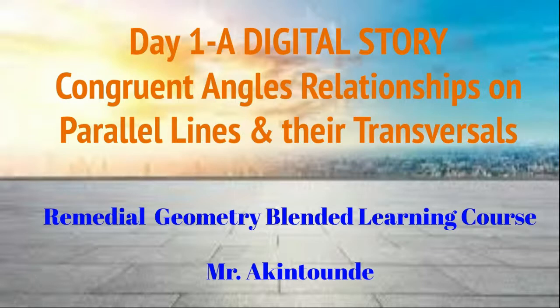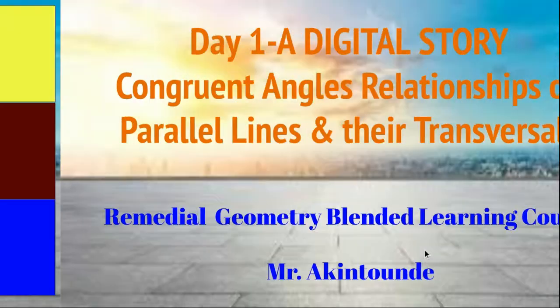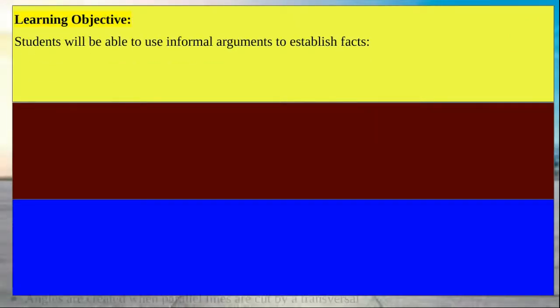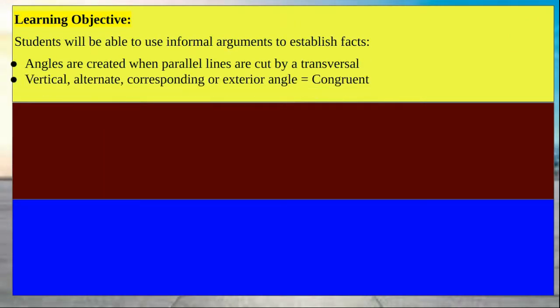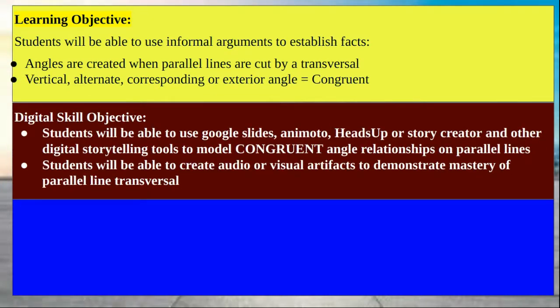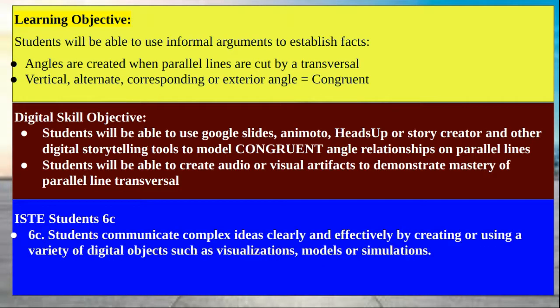Today is going to be elaborating on congruent angles existing on parallel lines. The lesson objective for the first day will be for students to be able to make informal arguments about angles that are created when parallel lines are cut by transversals. These angles include vertical angles, alternate interior, alternate exterior angles, and corresponding angles.